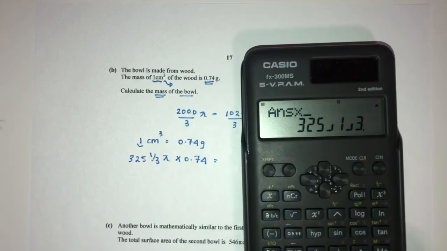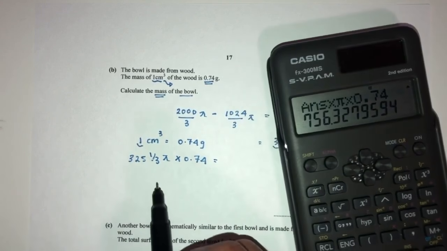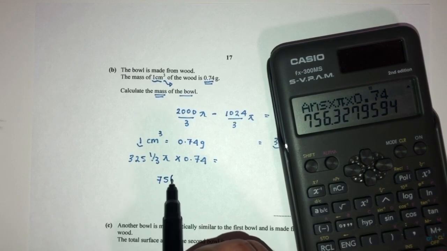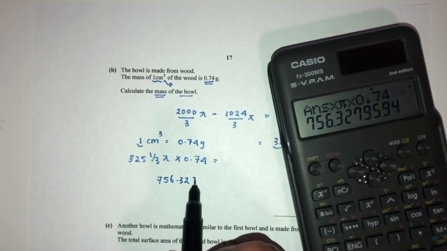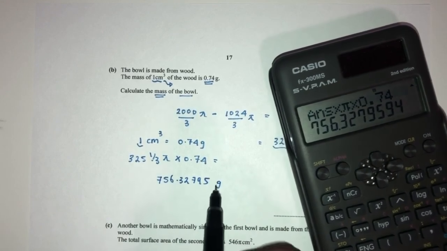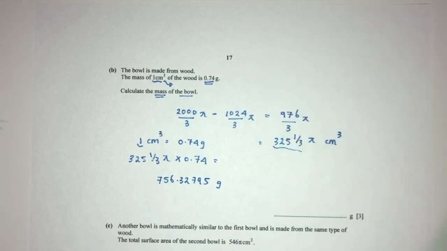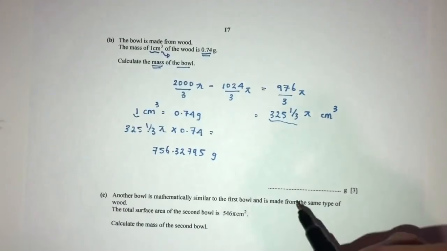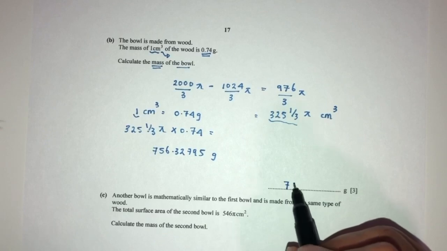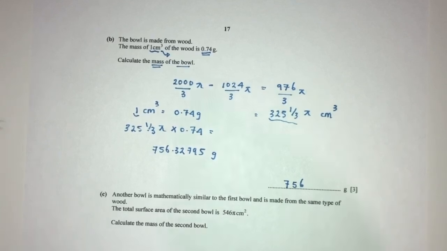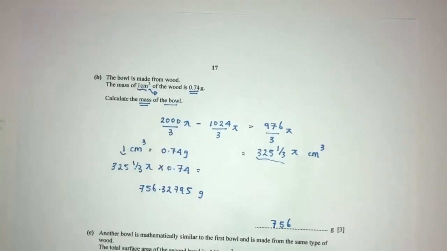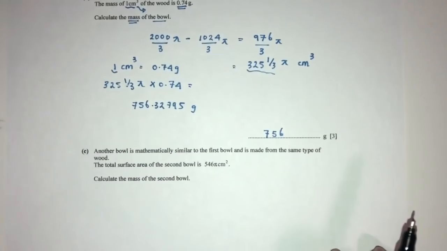Times pi first, times 0.74, that should be 756.32795 grams. But obviously we write those answers correct to 3SF, which are our best. That should be 756 grams. Or you can write this down correct to 2 decimal places given right here. But again, 3SF is always the right choice to go for non-exact values. Now for part C, what do we have?